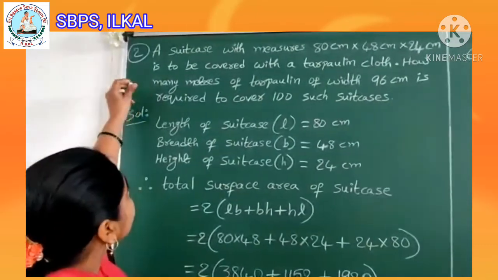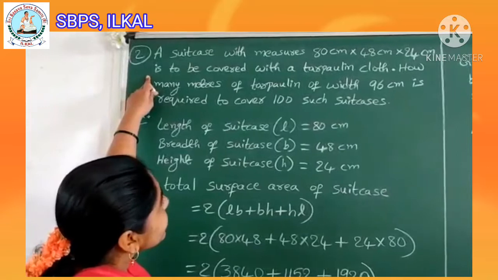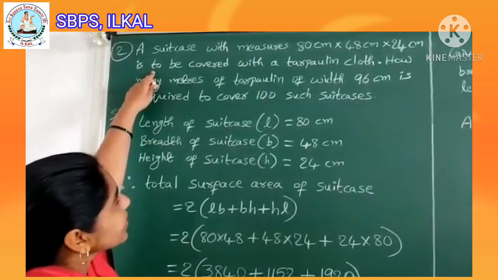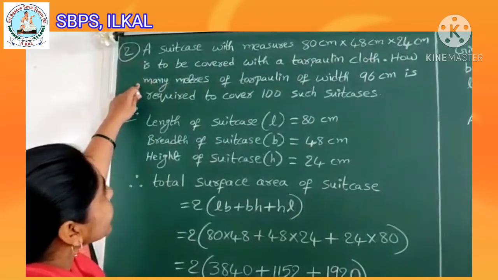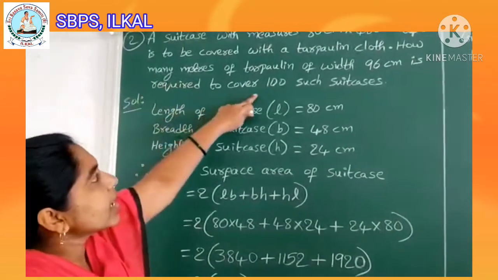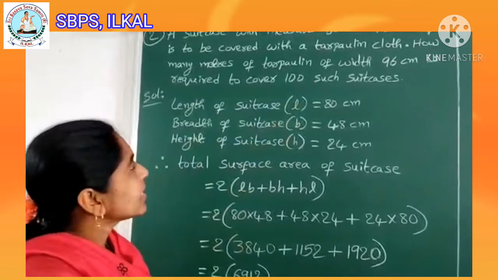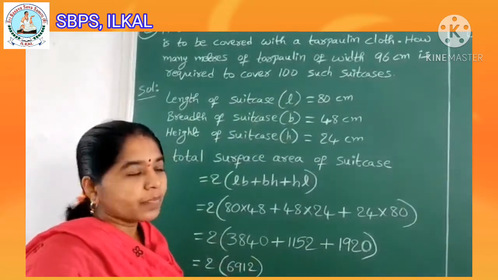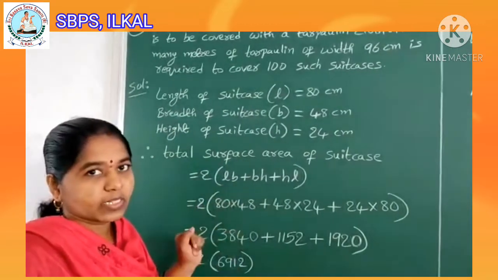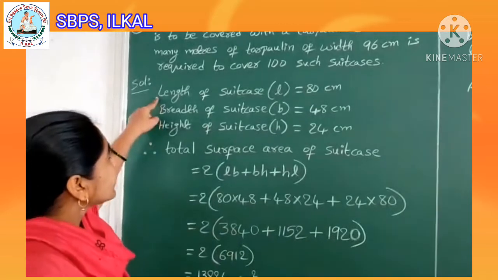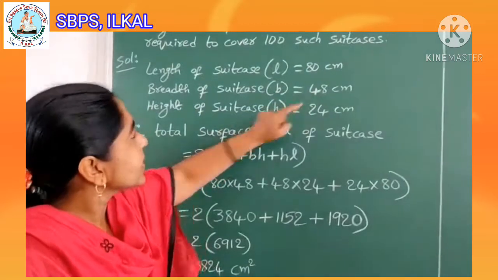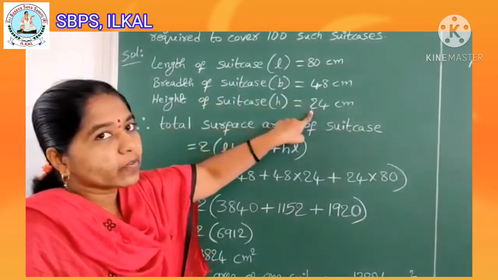Next question, children. A suitcase with measures 80 centimeter into 48 centimeter into 24 centimeter is to be covered with a tarpaulin cloth. How many meters of tarpaulin of width 96 centimeter is required to cover 100 such suitcases? Here they gave length, breadth and height of a suitcase, children. We have to find how much tarpaulin cloth is required to cover that suitcase. Length of suitcase is equal to 80 centimeter, breadth of suitcase is equal to 48 centimeter, height of suitcase is equal to 24 centimeter.